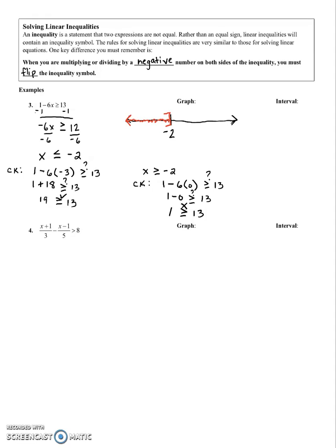So our interval solution is negative infinity to negative 2. We never include negative infinity, so it gets a parentheses, and we did include negative 2, so it gets a bracket.